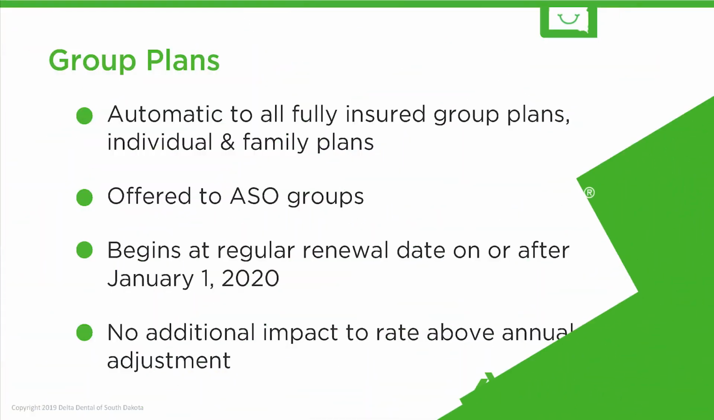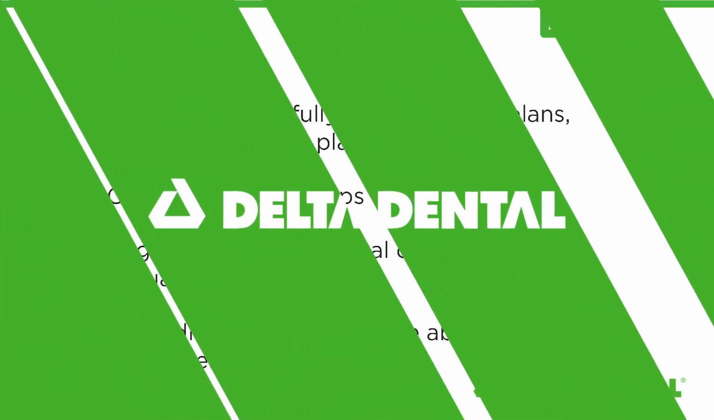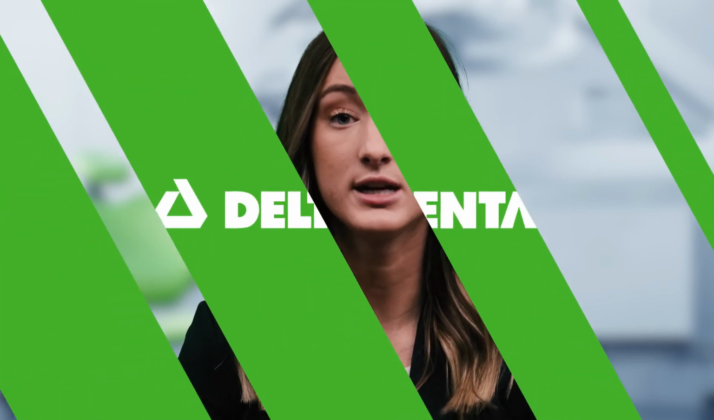The remaining groups we cover include our ASO or self-insured groups. These groups take on the risk of their dental plan, and we at Delta Dental of South Dakota administer their dental benefits. With that being said, we give them the opportunity to opt in or to opt out. The majority of our groups have opted in, considering this is enhancing their policy and potentially saving the group in medical expenses. Keep in mind, none of our groups will see an impact in their rates above the annual adjustment.